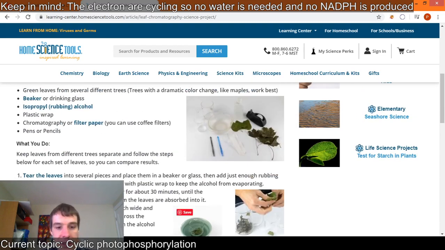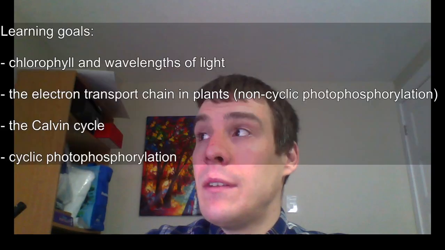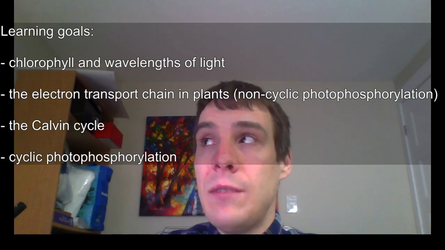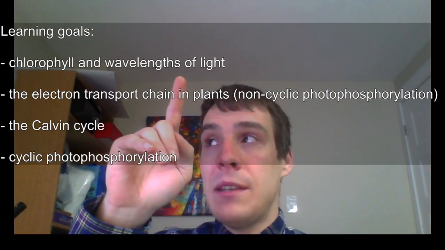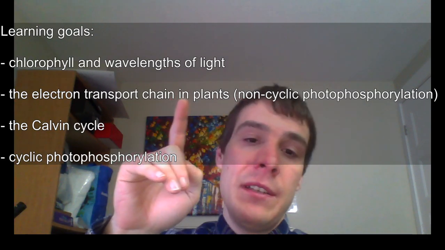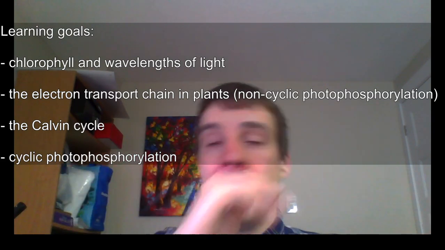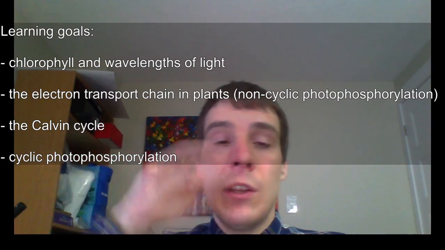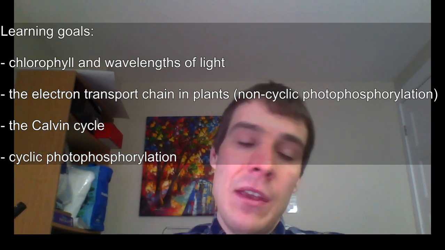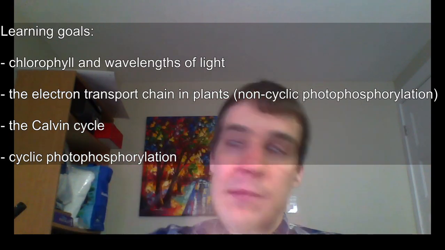That's the end of the lesson. Let's just review our learning goals. We talked about the wavelengths of light and why they're important. We talked about the electron transport chain in plants and how it's similar and different to the electron transport chain in mitochondria. Basically it's backwards, and there's more electron carriers, or more electron shuttles, but there's only one pump, but that pump is really, really good. And it can be backwards because it's got the photosystems kicking it up.